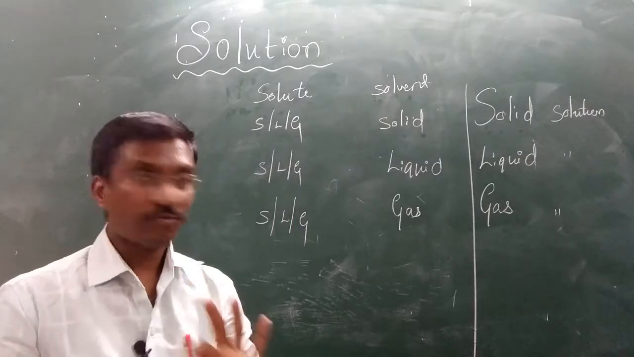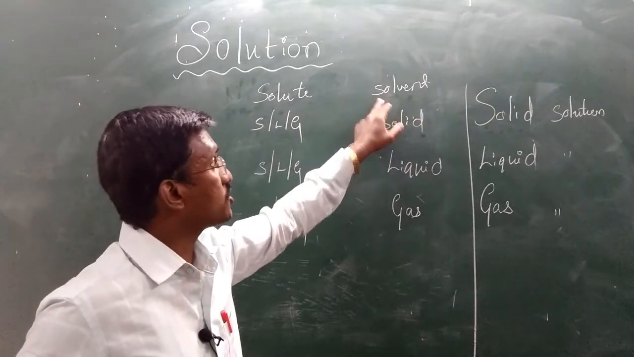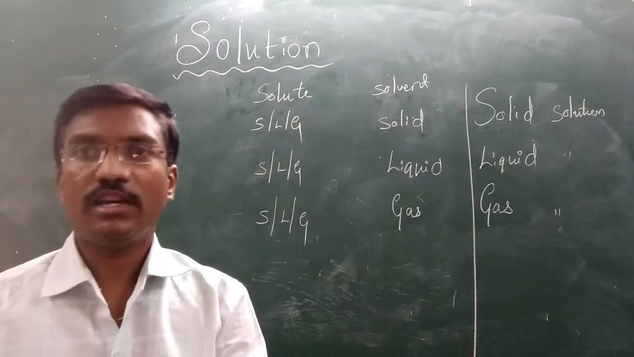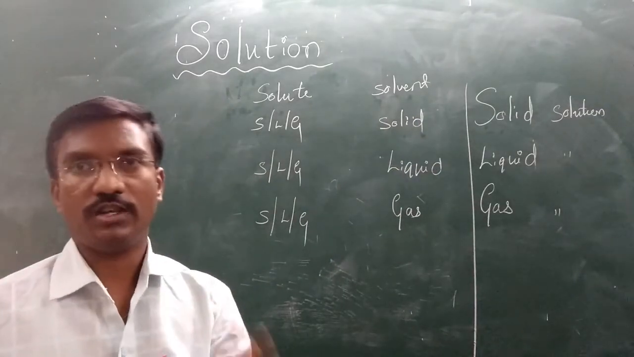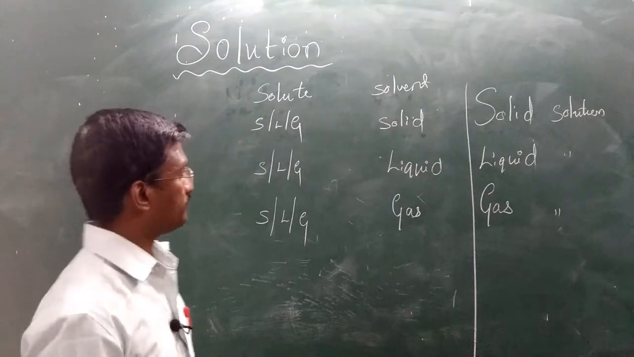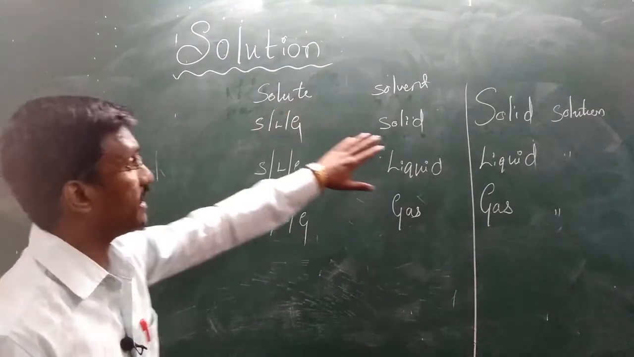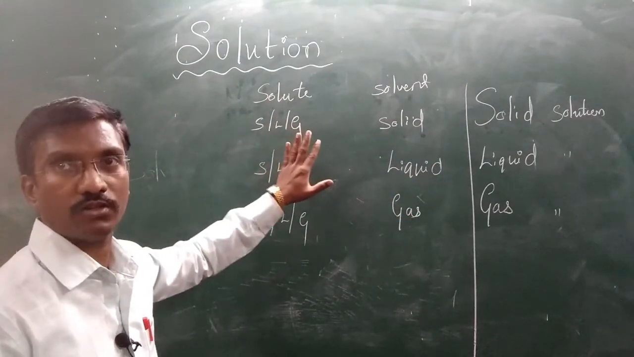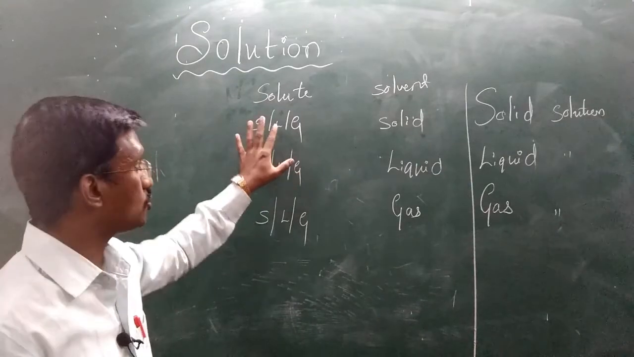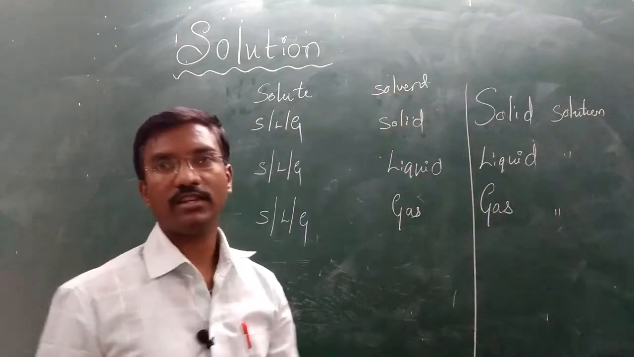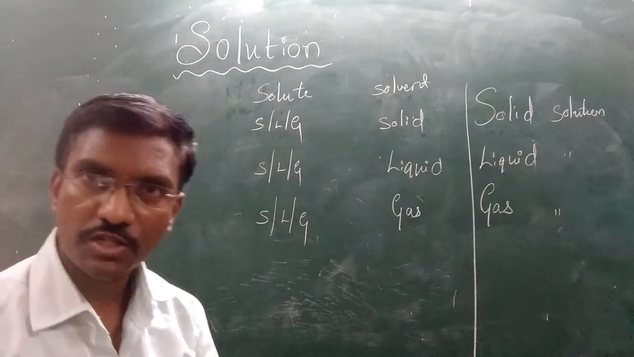We are giving the preference to the solvent. If the solvent is in solid state, it is called a solid solution. If the solvent is liquid, a liquid solution. If the solvent is gaseous, it is called a gaseous solution. So in defining solid, liquid and gas solutions, you are not supposed to neglect the solute. Including the solute status along with the solvent, you have to define the three types: solid solution, liquid solution and gaseous solution.